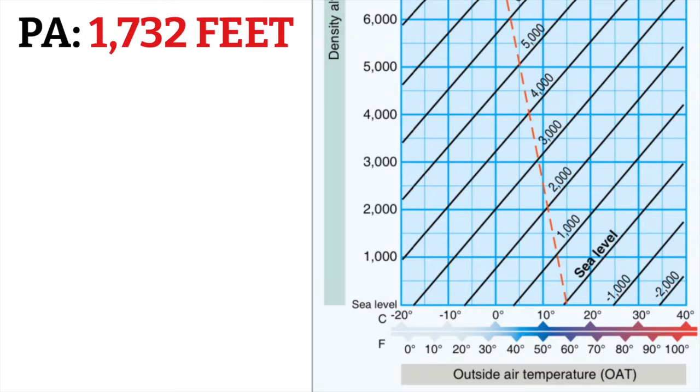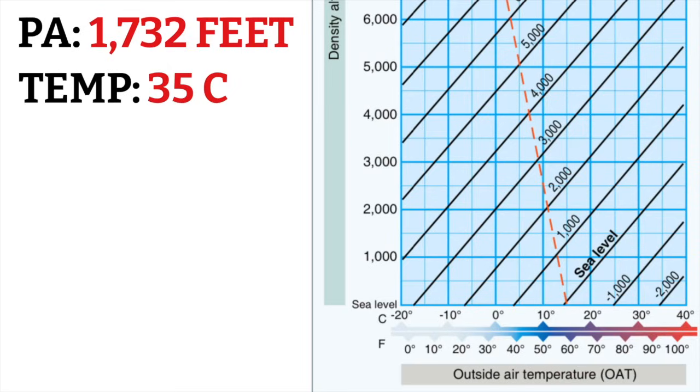So now you can see that the only two things we need to find density altitude are pressure altitude and the current temperature. Let's say that the current temperature is 35 degrees Celsius and we just said that our pressure altitude was 1,732 feet. So let's find 35 degrees down here at the bottom and move up until we hit a pressure altitude of 1,732.